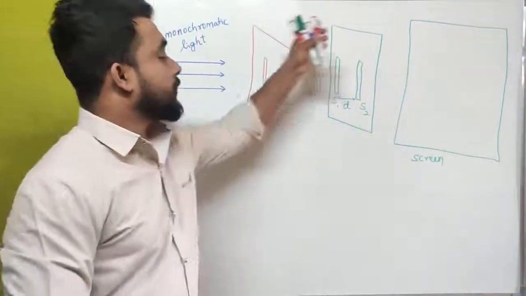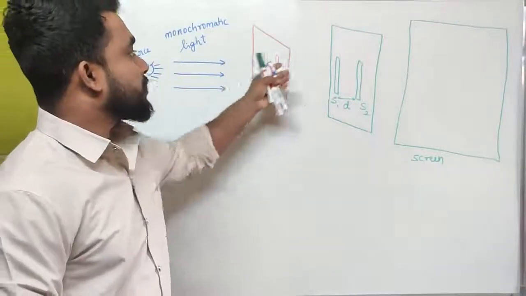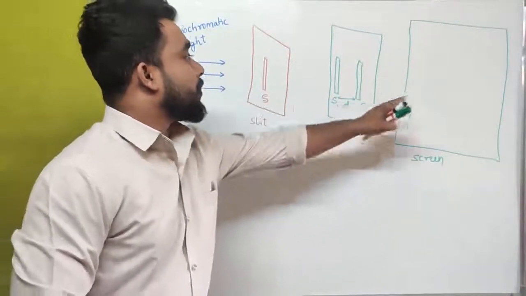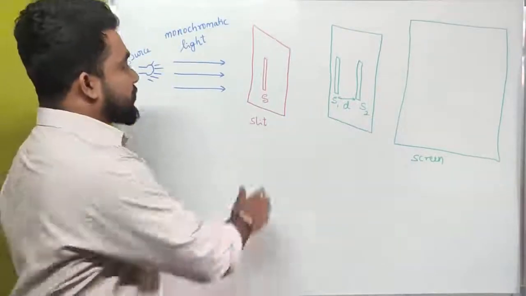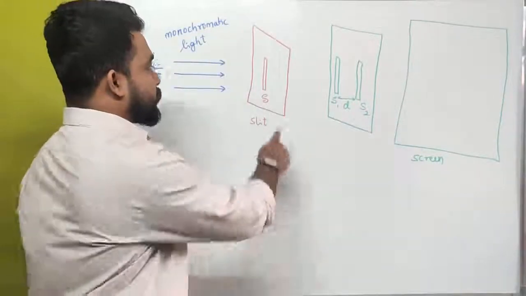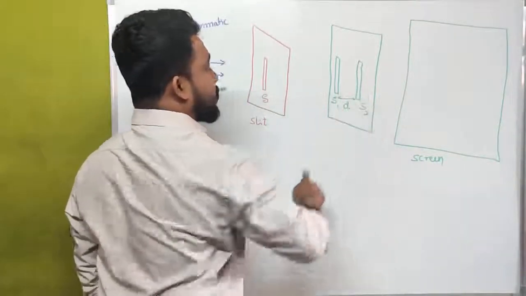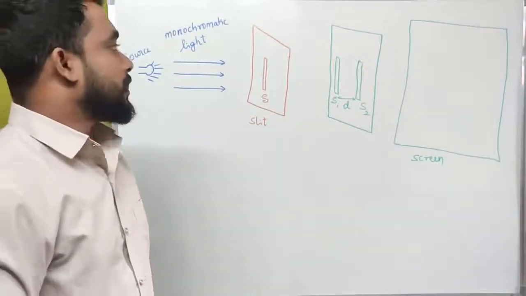This is how Young demonstrated his interference pattern set. This is the set of Thomas Young's double slit experiment. This is one slit, and here we have two slits. That's why we call this Young's double slit experiment.